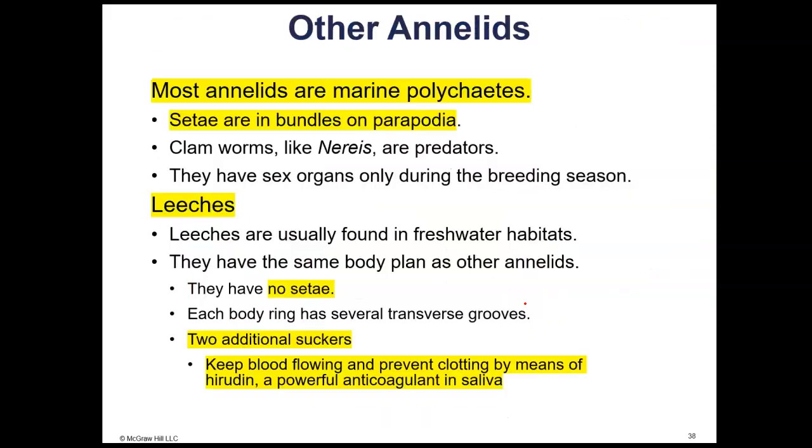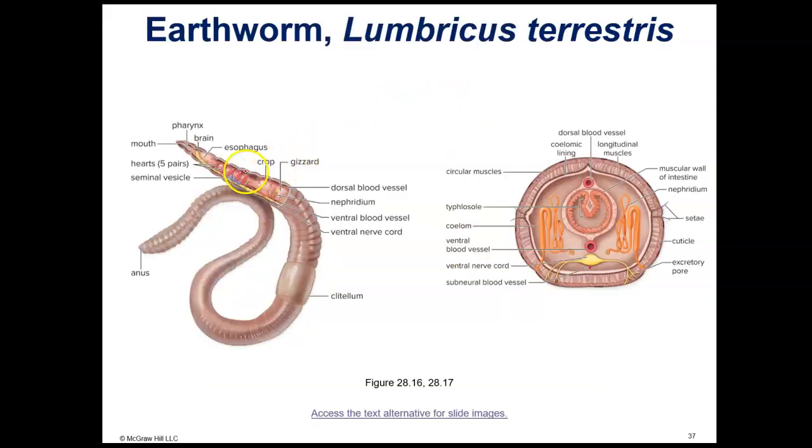And you can see here too, another thing is you can see that they have 5 pairs of hearts or little pumps. And then the blood vessels run along the dorsal and ventral surface of the earthworm. Means their back and their stomach.